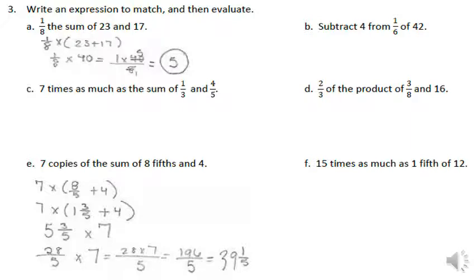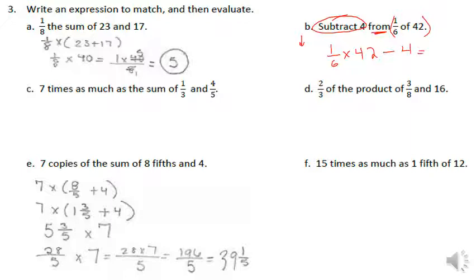Okay, and the next one, we want to write the expression and then evaluate. Evaluate means to solve. Here it says subtract 4 from 1/6 of 42. I can see this is my key right here: 1/6 of 42. And it says subtract 4 from. The biggest mistake is to put it on the side where the subtract 4 is, but it says from. So I know that once I find 1/6 of 42, I've got to subtract 4 from it.